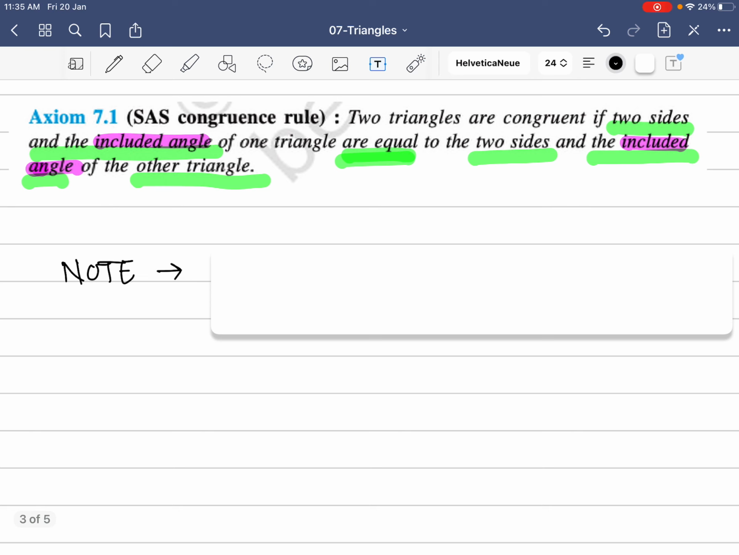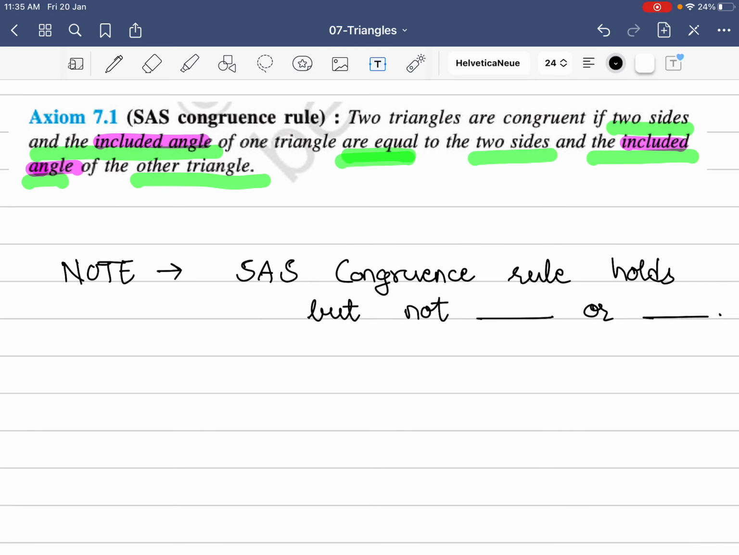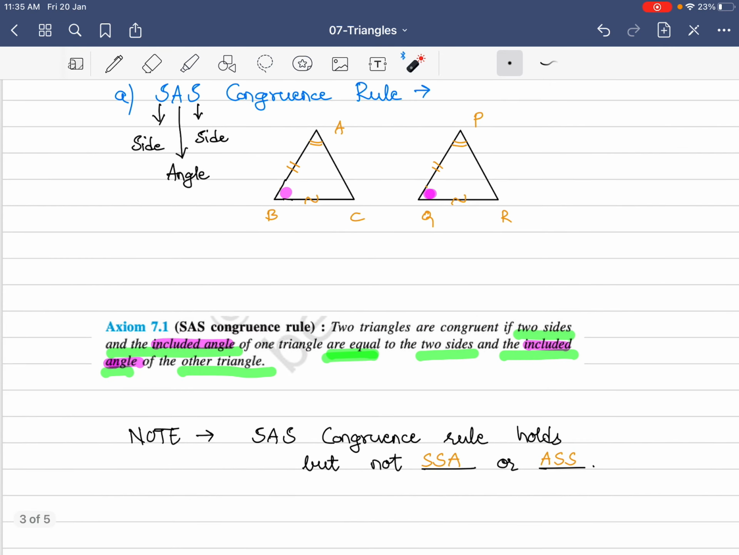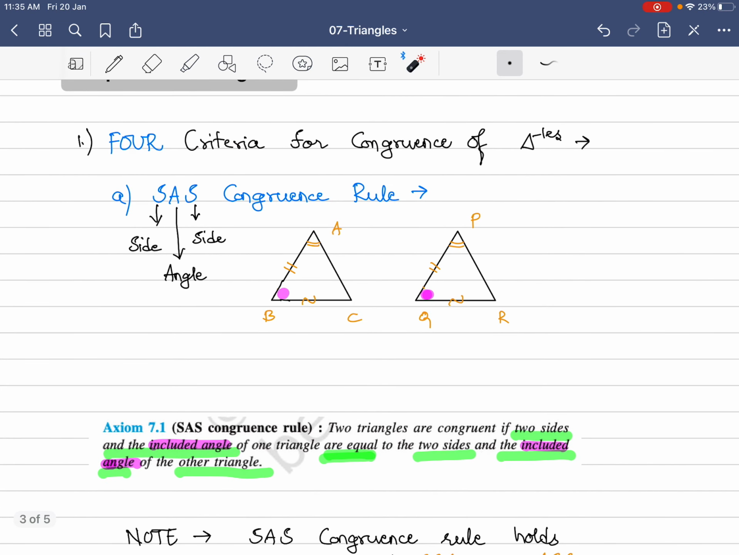Now, there's an important point which we should note about it. The SAS congruence rule holds, but not SSA or ASS. Again, very important. That's the point I was stressing, that this angle A has to be between the two sides. It cannot be at the side or at the beginning. So SAS only holds, not SSA or ASS. That's an important point about this first criterion. We want to see all four criteria. This is the first criterion of congruence, SAS, side angle side.